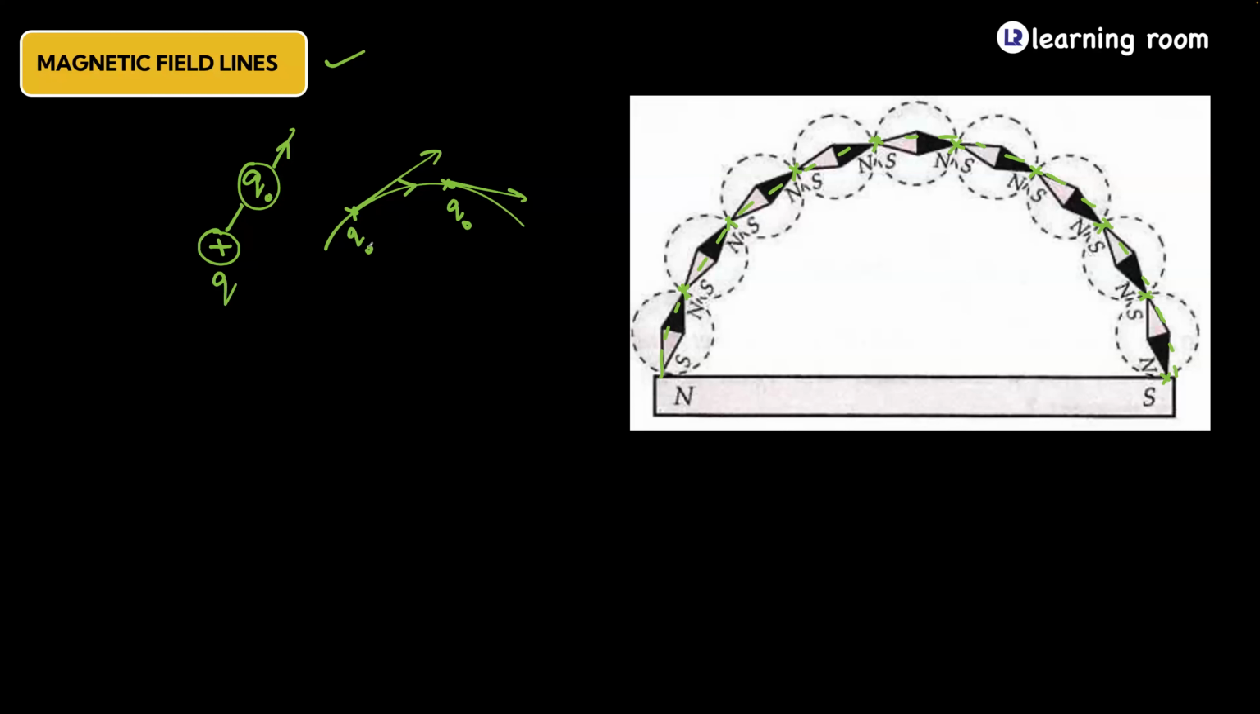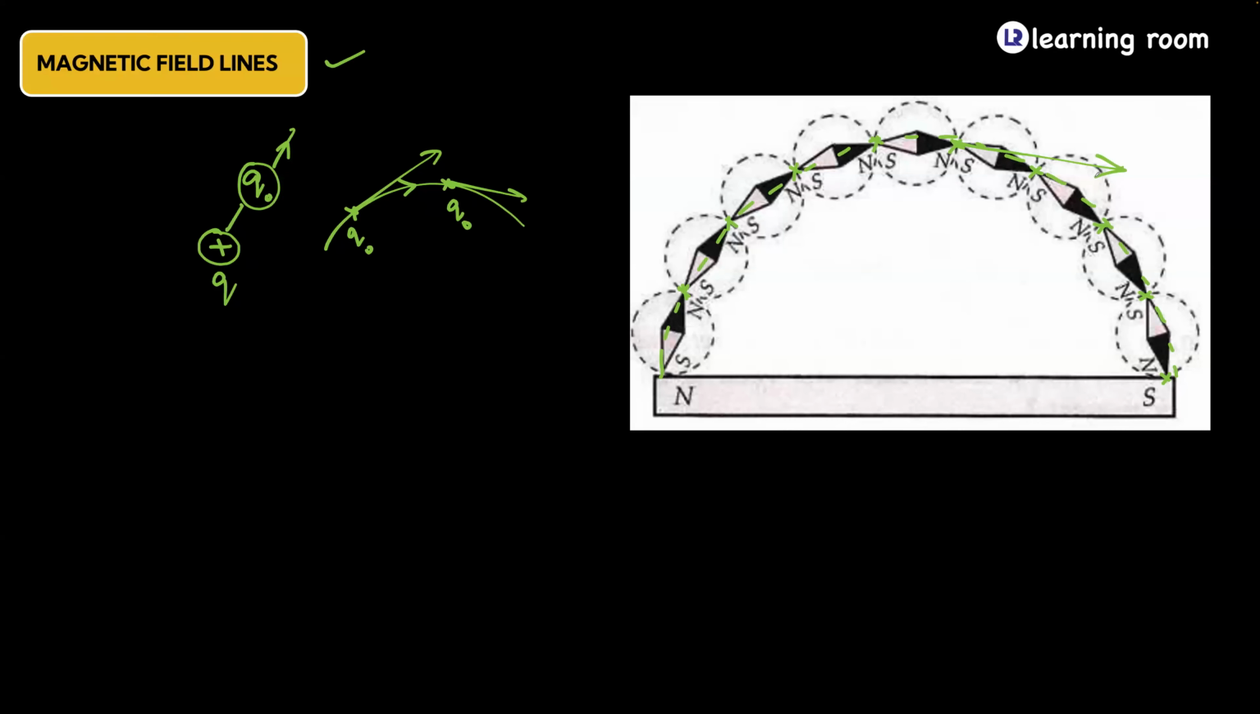In a similar way, here the same logic is to be followed. After you have completed the magnetic field line, if you are able to draw a tangent at a point, that gives you the direction of the magnetic field at that point. Is that point clear?